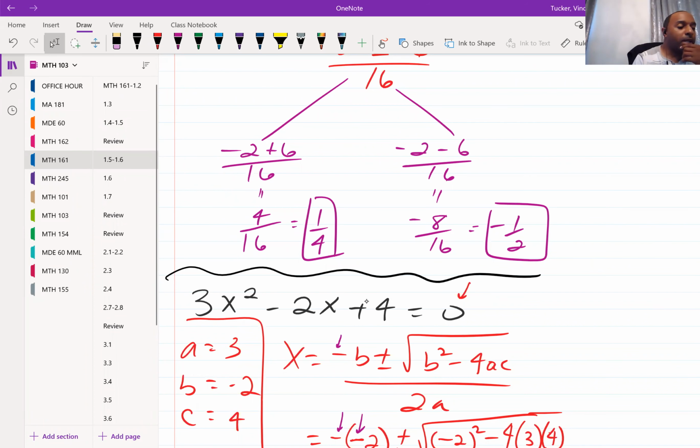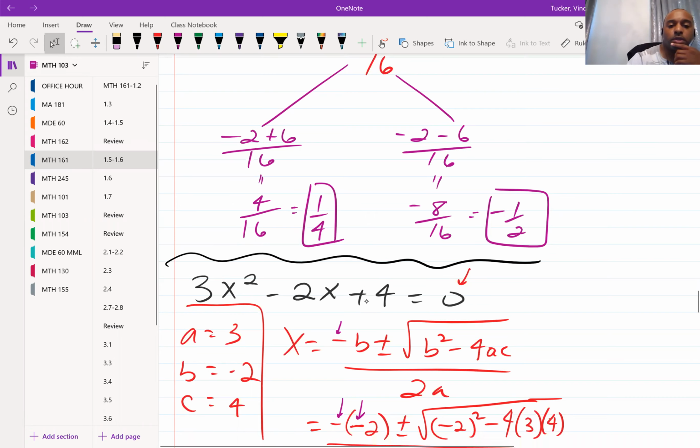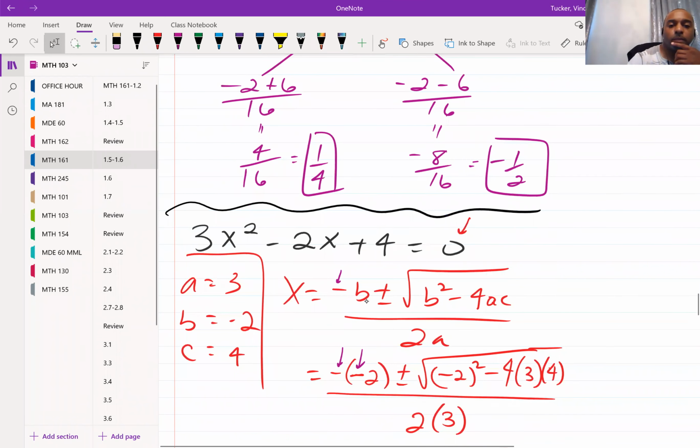Once you've established what A, B, and C are, you can go ahead and plug them into your formula. So once again, emphasizing here, don't lose this negative. A lot of people tend to do so, especially when you have that B that's already negative. So make sure you don't lose it. So that's going to be -2 plus or minus the square root of -2 squared minus 4 times 3 times 4, over 2 times 3.